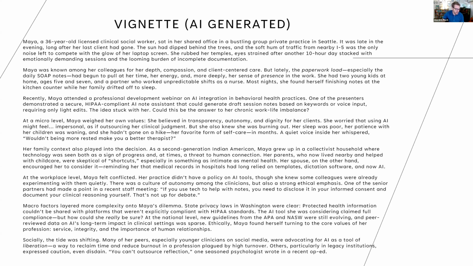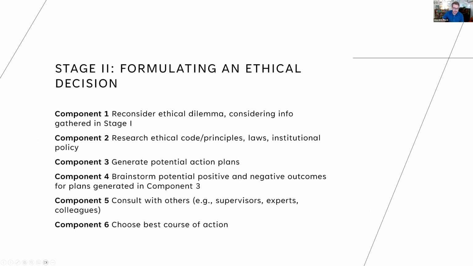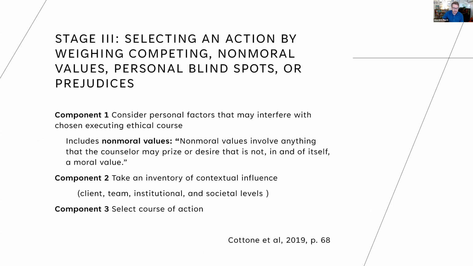Let's come back here to the stages. Whether they will or will not is not the question, but more, what are the potential non-moral values that might influence us here? Let's just name them all out. So that's what we're doing for Maya. We're just naming all these things that she cares about, values of hers that are going to impact not only her decision, but her ability to execute that decision.